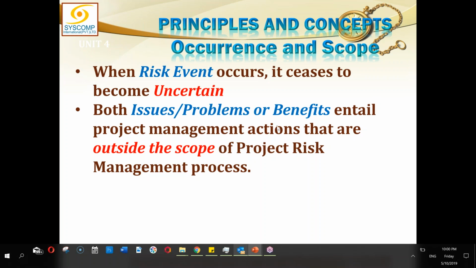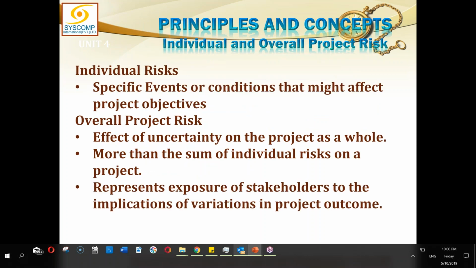Both issue, problem, or benefit entail project management actions that are outside the scope of the project risk management process. As soon as the risk has finished, risk management has finished. So all the actions which will now be taken on that issue will be issue management or problem solving, or benefit realization, whatever it is, but this is not risk management. All the actions we take while the risk has not yet happened, only that much is risk management and nothing more. So we must clearly define the scope of risk management. Risk management is good till the risk has occurred. Are we clear about it?